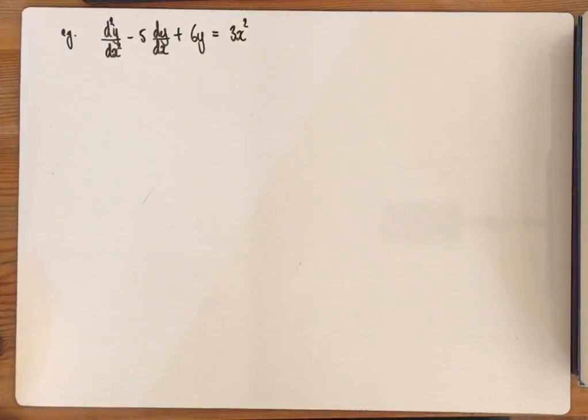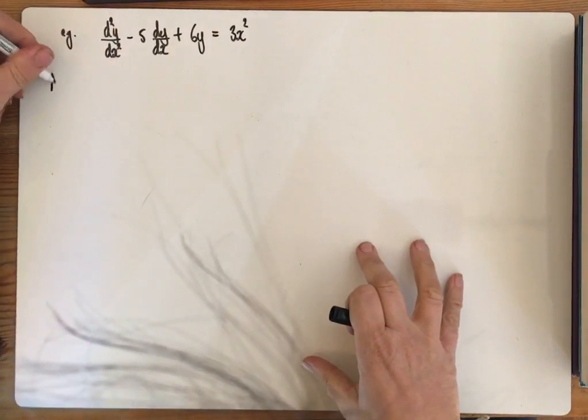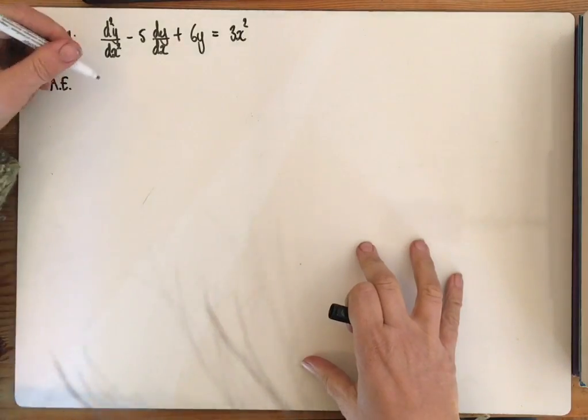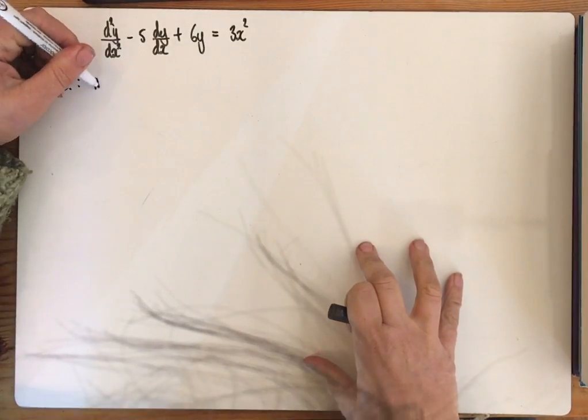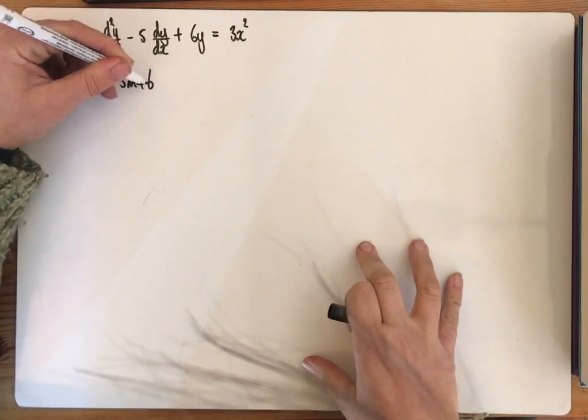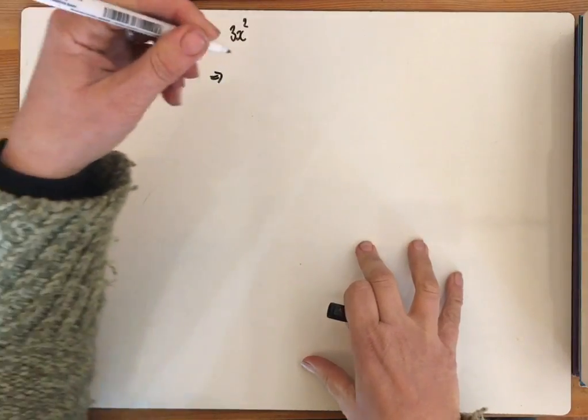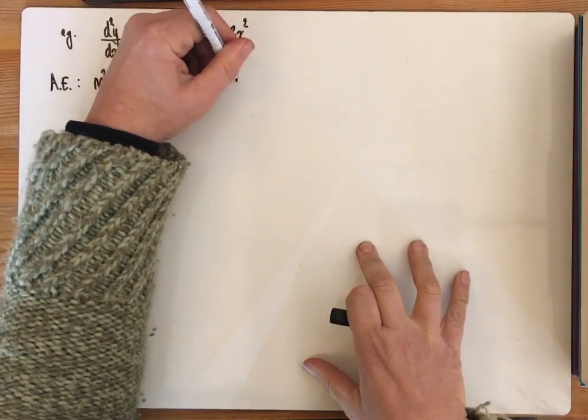Okay, third example. I'm sure that's enough. So, same start. So we need the auxiliary equation. This is actually the same one we had earlier. So you could just put that to calculator. Anyway, that gives m is 2 or m is 3.